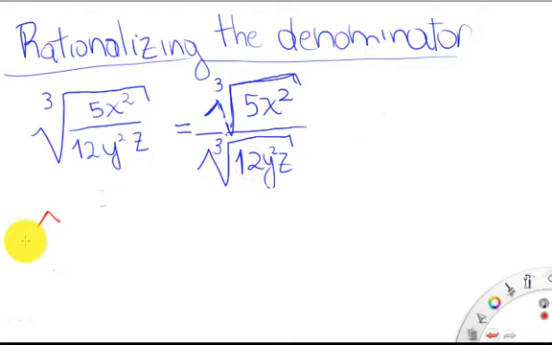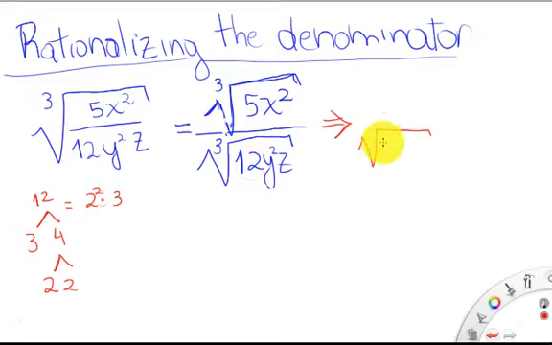So we're going to have something like this. We have 12 is 3 times 4, but at the same time 4 is 2 times 2. So I know that 12 is 2 squared times 3. So I'm going to go ahead and rewrite this as cubic root of 2 squared times 3 to the first times y squared times z.